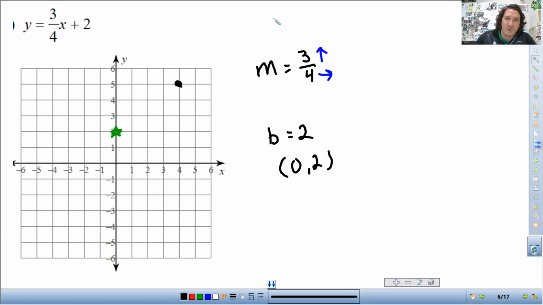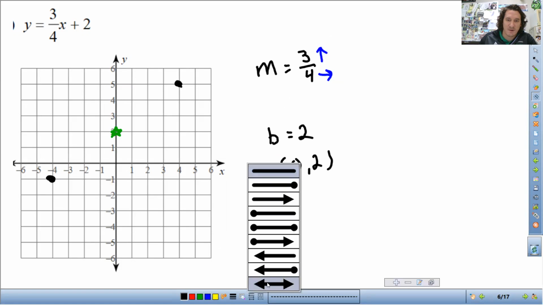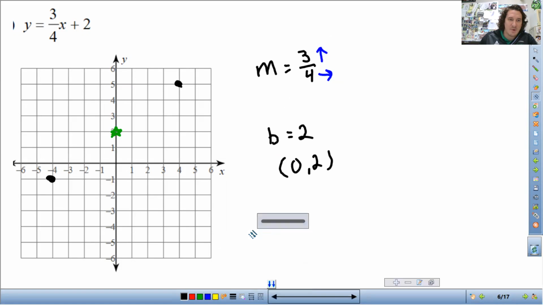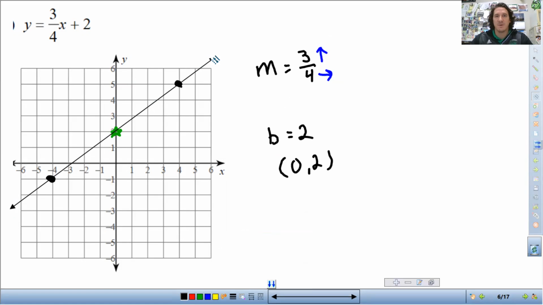And so to do a third point, because we ran out of space here, you can always go in the opposite direction. So go back to the starting point. Instead of going up 3, right 4, you can always go opposite: down 3, 1, 2, 3, left 4, 1, 2, 3, 4. But once you have a couple points, you're going to actually connect these points with the line. We haven't been connecting points with the line yet, but that's what you're going to be doing today. Connect the points with the line, and then we're done. That's it. So the steps: make sure you identify your slope and y-intercept. Plot your y-intercept. That's the point where you're going to begin, the starting point. And then move according to the slope.